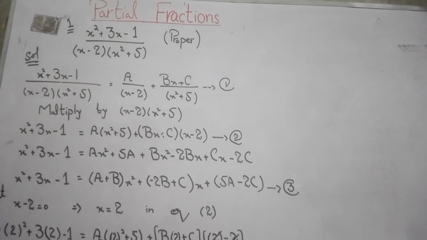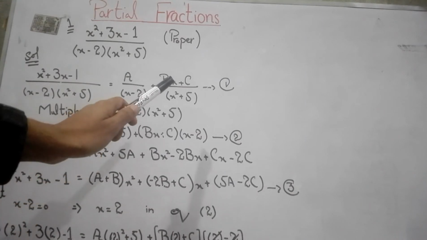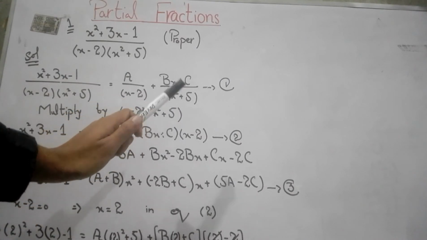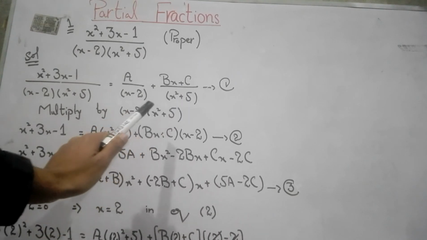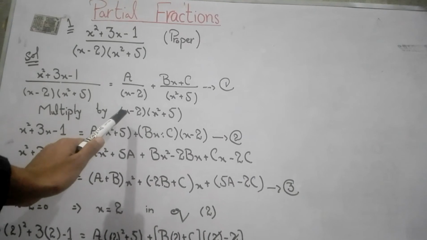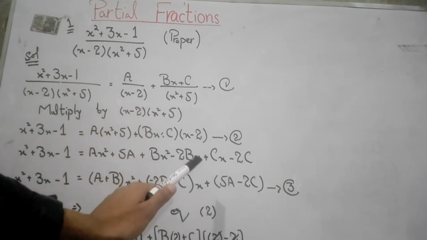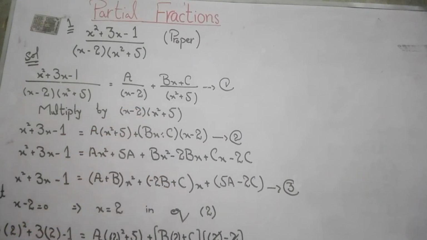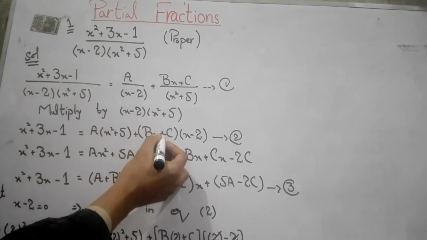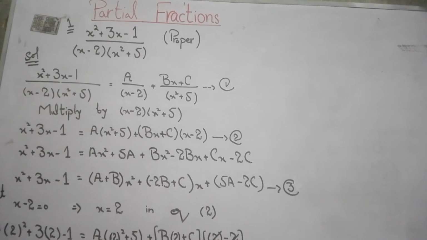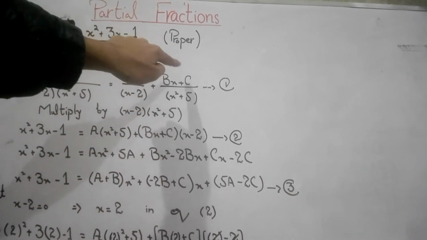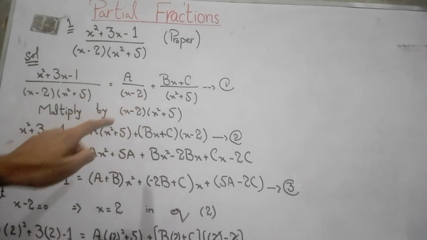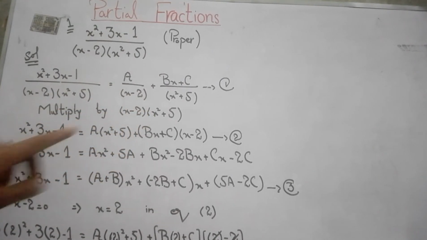Similarly, you can see that for (bx plus c) over (x squared plus 5), as x squared plus 5 is in the denominator, it will cancel out. The factor that remains is x minus 2, so x minus 2 will multiply (bx plus c). A thing to remember here is that many students do it the wrong way. They don't put brackets around the whole factor of the numerator, I mean the (bx plus c). Now students, give this equation as equation number 2.